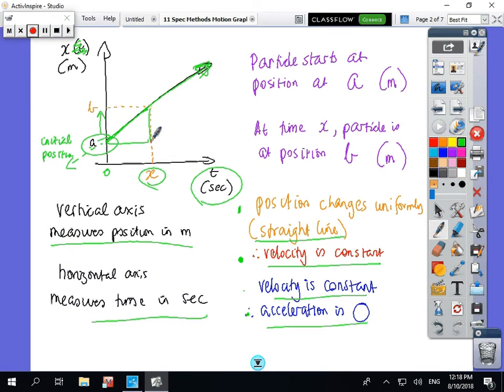Now what's the particle's velocity? It's just the change in x, so b minus a over t. The particle's velocity is change in position over the change in time. Copy that and come across, and we'll look at a couple more examples.